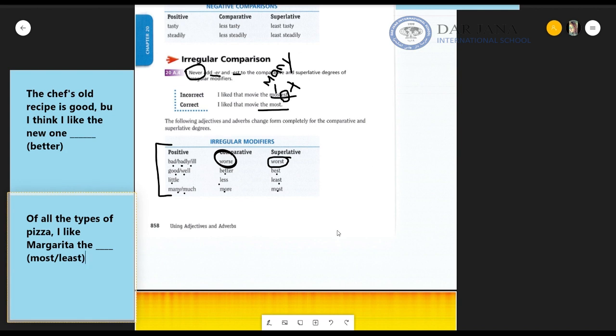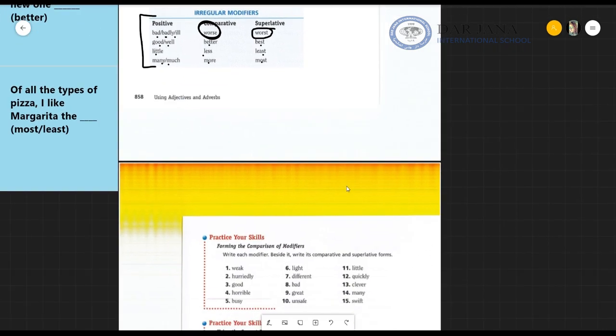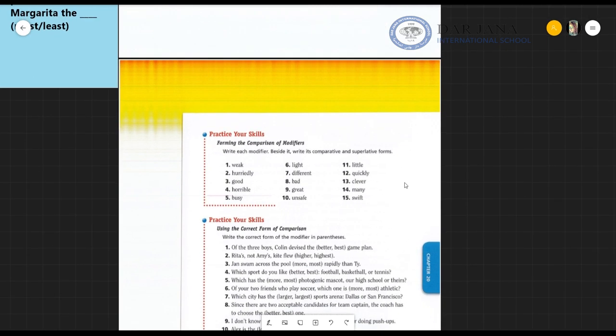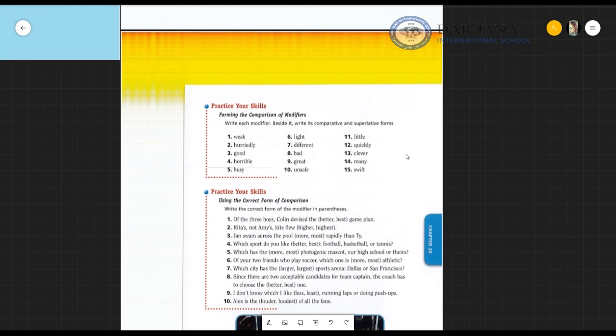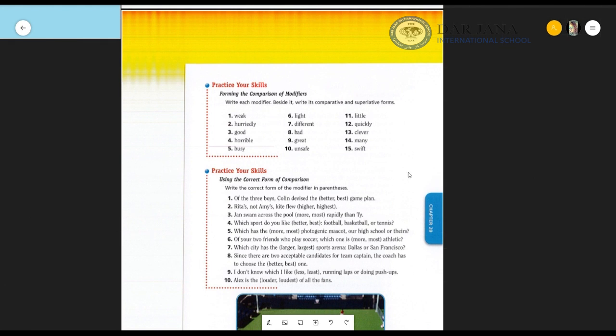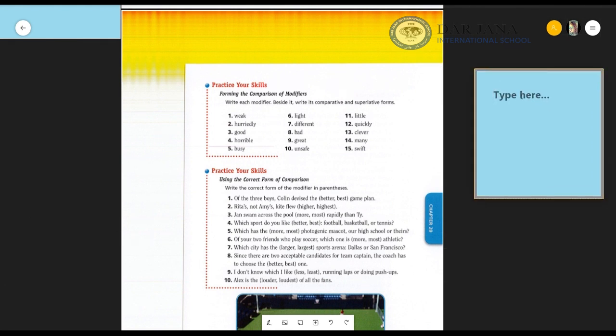So this is pretty much it. Let's move on to practice your skills. We have to write the comparative form and the superlative form of each modifier present. Let's start with number 1. Weak, we need to see how many syllables, and then we decide if it's going to take ER, EST, more, most. Okay? So weak, 1 syllable, so it's going to be weaker, weakest.